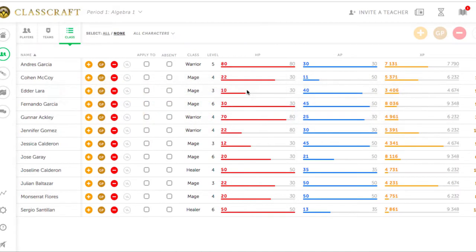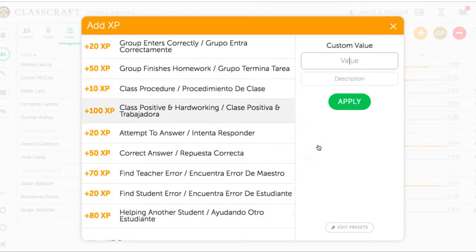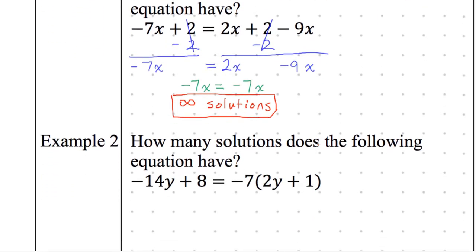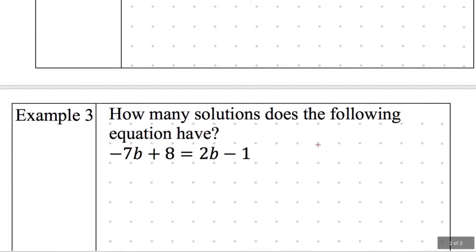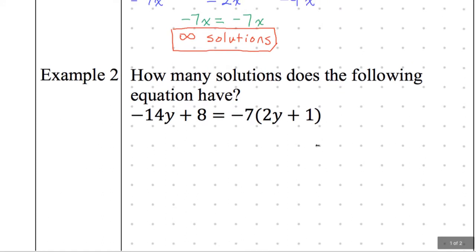Let's come back here and give, hold on, people that are absent. Josie and Jennifer. And then everyone that's here, you got your 10 XP for doing fingers. All right, nice. All right, we're going to do example 2 together, and you are going to do example 3 by yourselves.